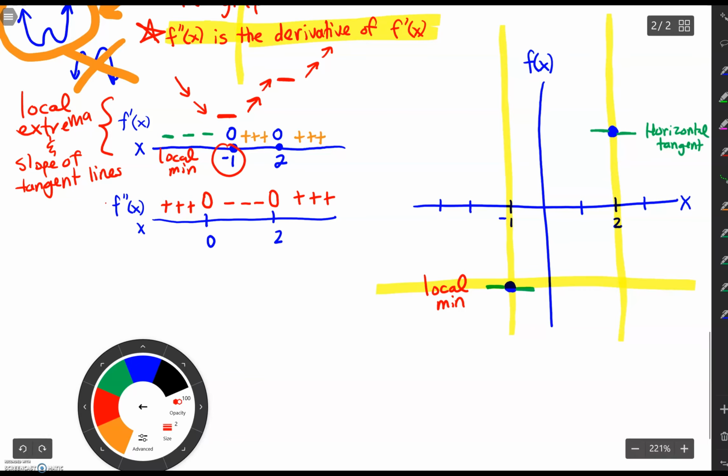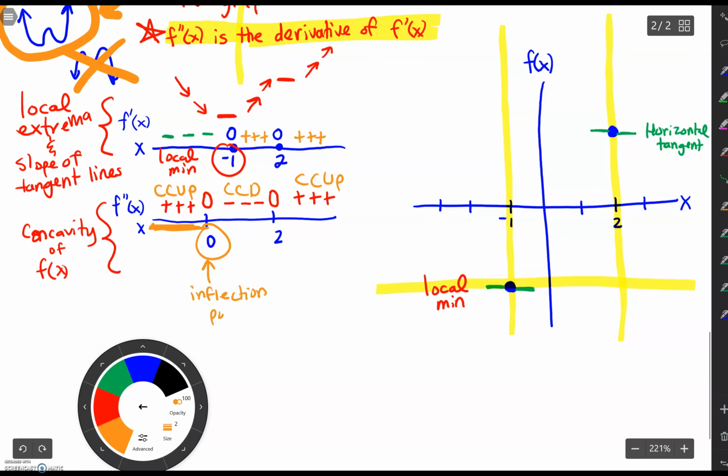Now, my second derivative sign chart tells me about the concavity of the f of x graph. So that's how I'm going to connect these points with the curvature here. I'm going to go from concave up to concave down and then back to concave up. So I'm concave up until I hit x equals 0. Okay, so 0 is what we call an inflection point here, because I'm changing from concave up to concave down there, my concavity changes. So I need to locate that inflection point.